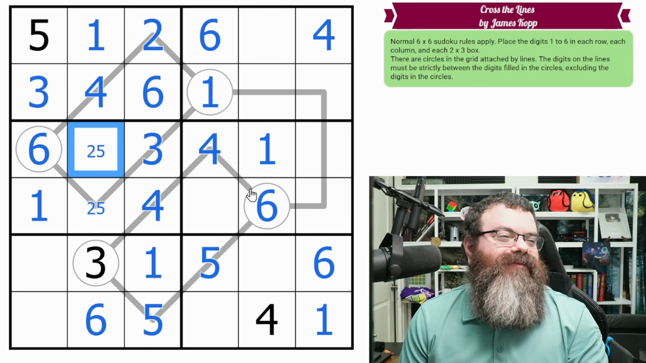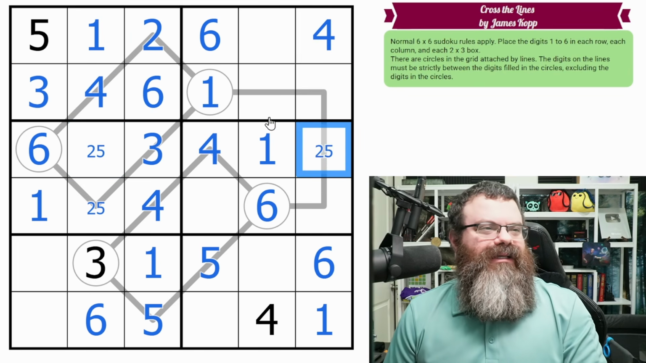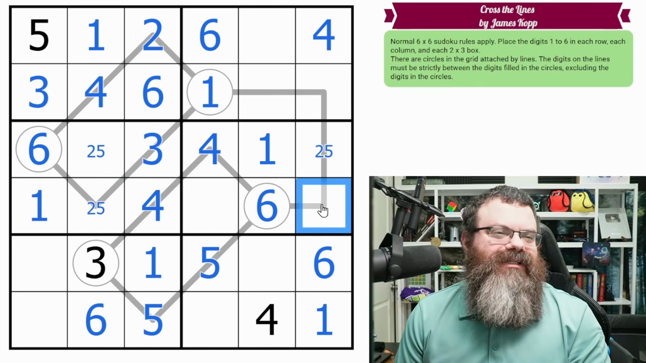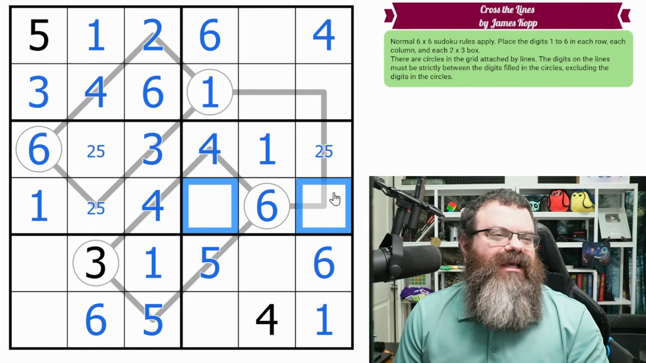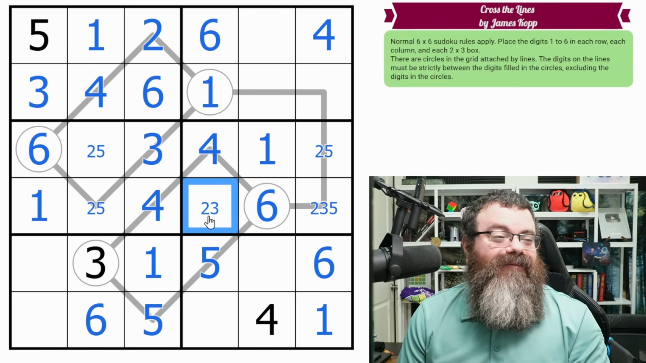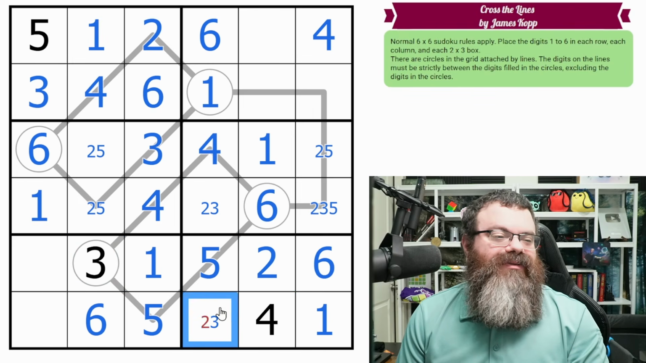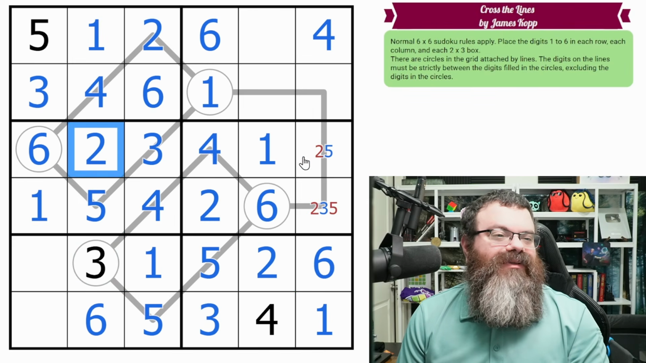This is a 2 or a 5. This is a 2 or a 5. This 1, 6 just says, hey, don't put ones or sixes. 2, 3, 5 here. That's not a 5. This is 2, 3. This is also 2, 3, but the 3 resolves it. That's 2, that's 3, that's 2. 5 and 2, that's 5 and 3.